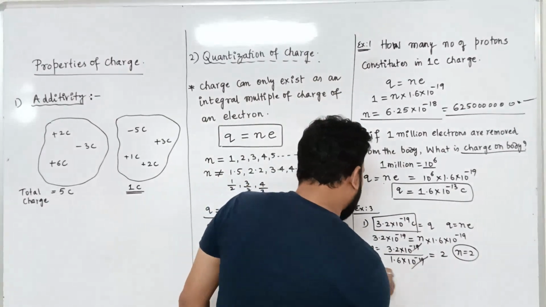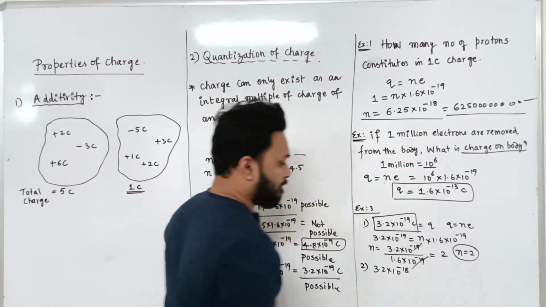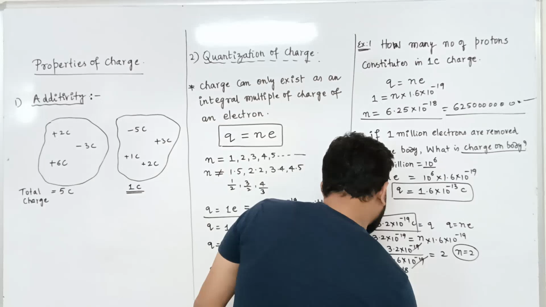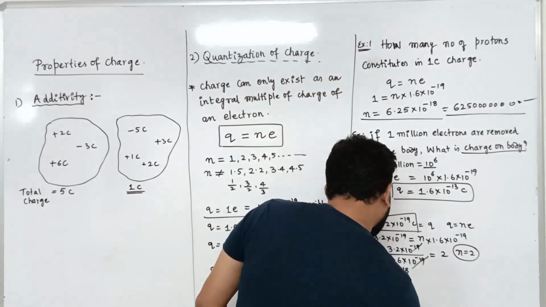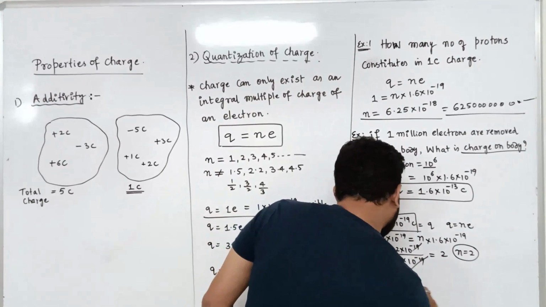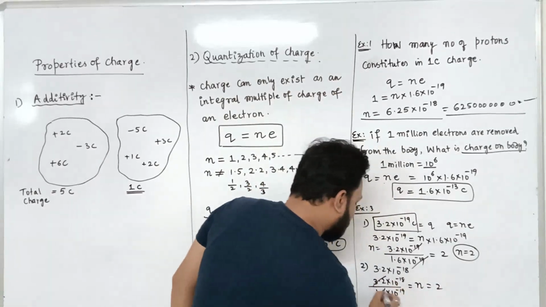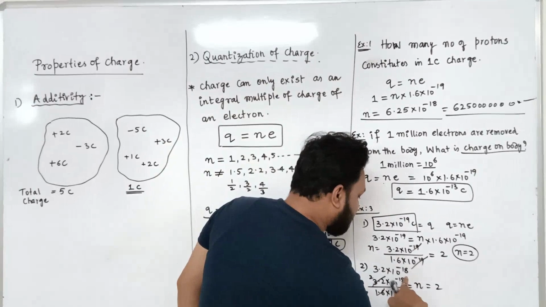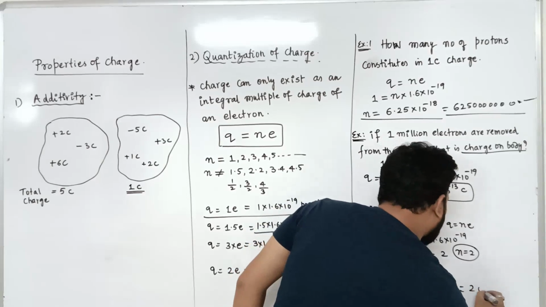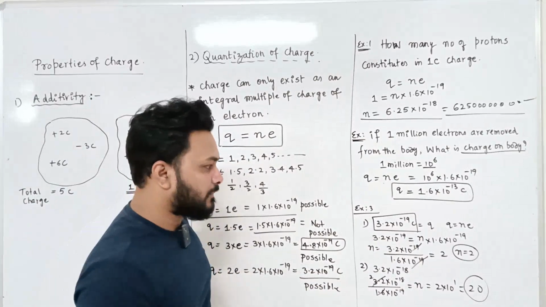Suppose let's say 3.2 into 10 to the power minus 18. Now tell me this charge will exist or not. So n equal to 3.2 into 10 to the power minus 18 divided by 1.6 into 10 to the power minus 19. So this will be 2. Minus 18 plus 19, correct no? Into 10 to the power 1. इसका मतलब n equal to 20 आ रहा है. इसका मतलब this charge will also exist in the nature.